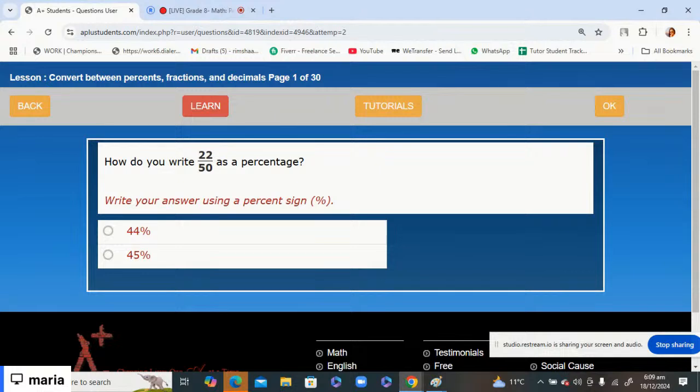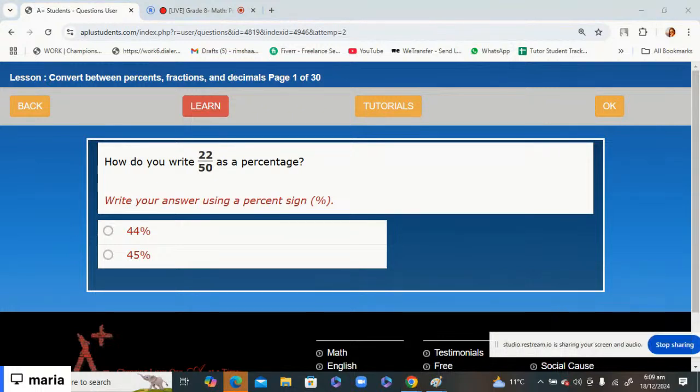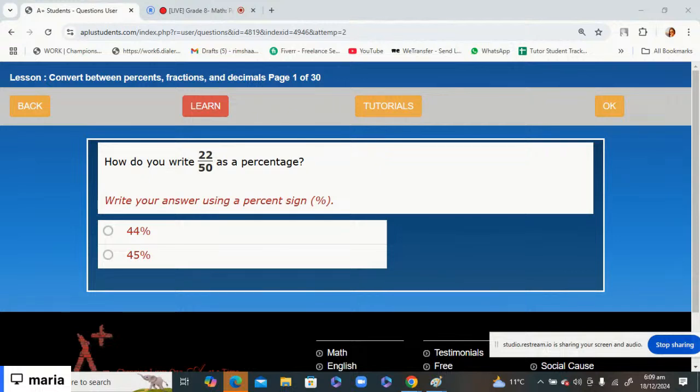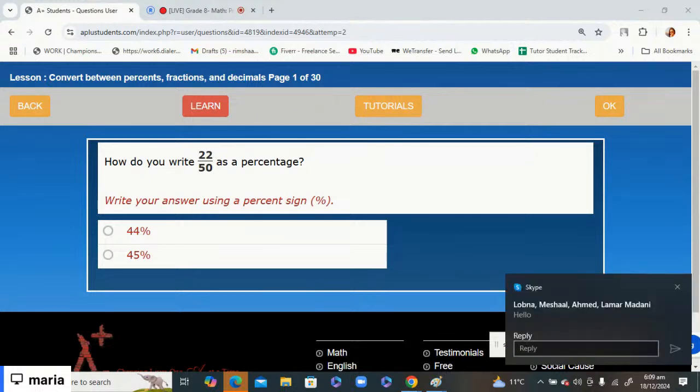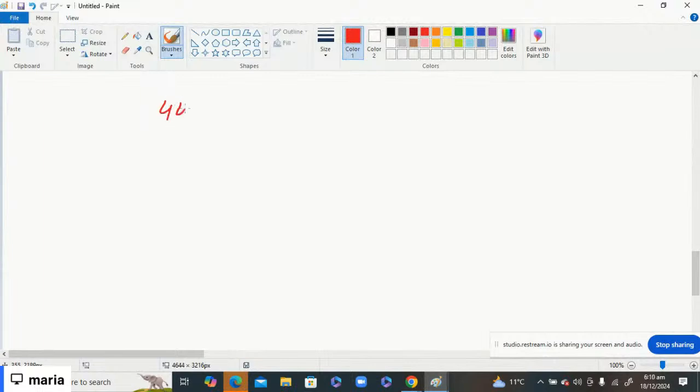How do you write 22 by 50 as a percentage? When you're going to convert this into a percentage, let's check the answer. 22 by 50 is basically 44%. For example, take 44%, converted to 44 over 100, then check what your answer is.